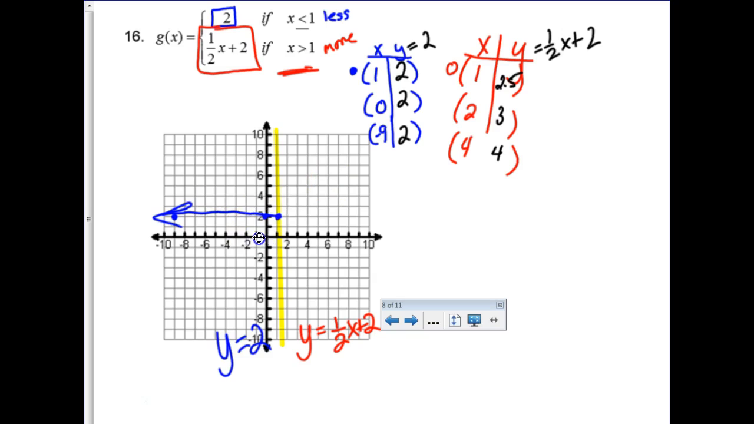Very good. So 1, 2.5. Oh, that's annoying. It's like right above it. And then 2, 3. Oh, no, up here. And then 4, 4. All right, play connect the dots. Lovely. All right, we're going to stop the lesson there.